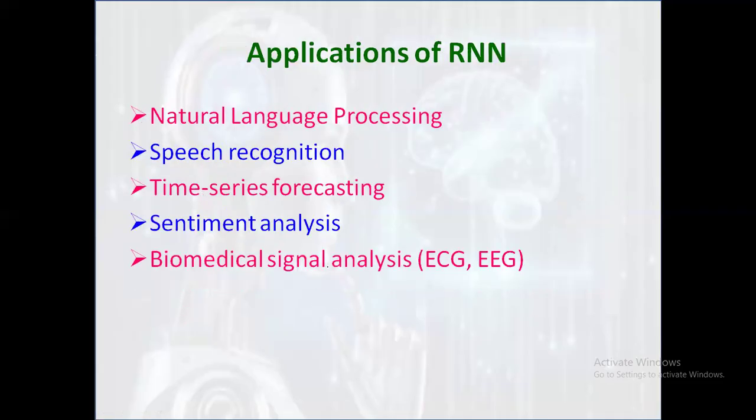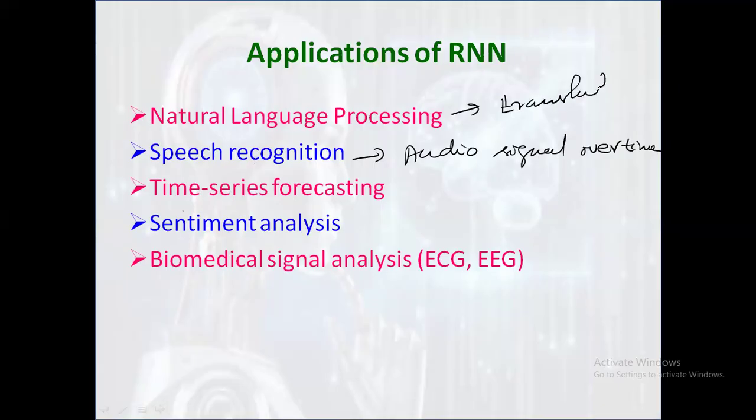The applications of RNN are: it is used in natural language processing, that means for translation and text generation. Next, speech recognition. In this case, it processes audio signals over time. So these are the main applications: text generation, translation and speech recognition.